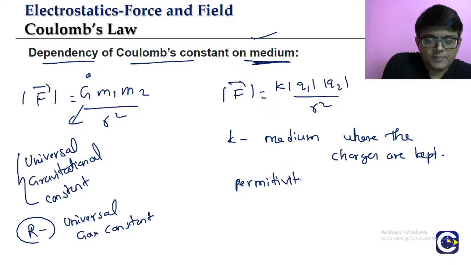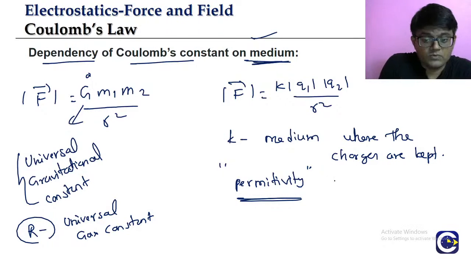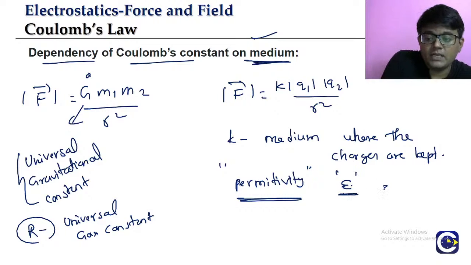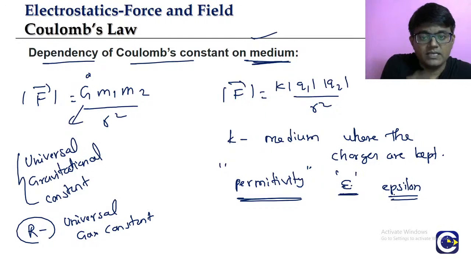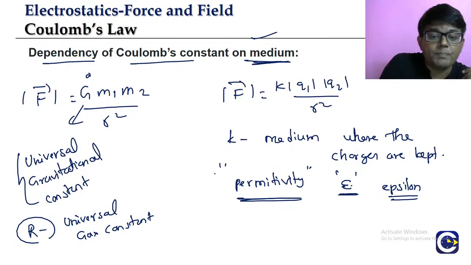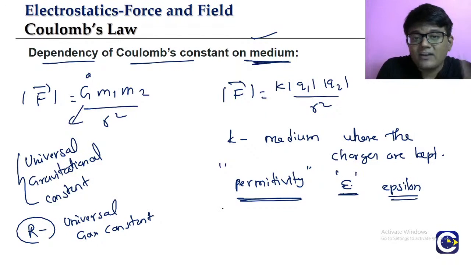What is the property called permittivity? We are going to learn about it in a little more detail as we go into the chapter. Sometime later we will study permittivity in detail. But for now, we need to understand that permittivity is generally represented by the symbol epsilon, written like a curved e. So epsilon is permittivity. It is a property of the medium. What kind of property, we'll study in a little more detail later.